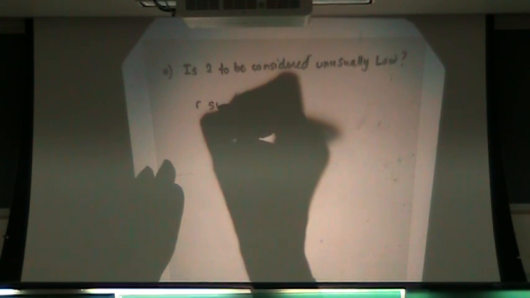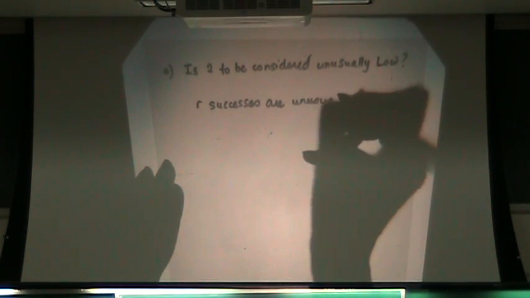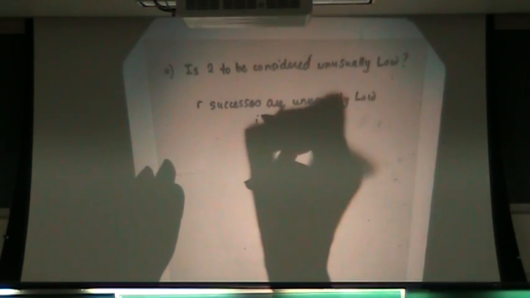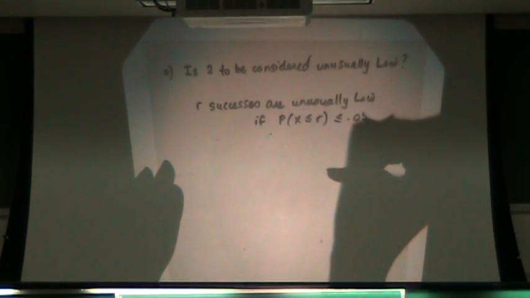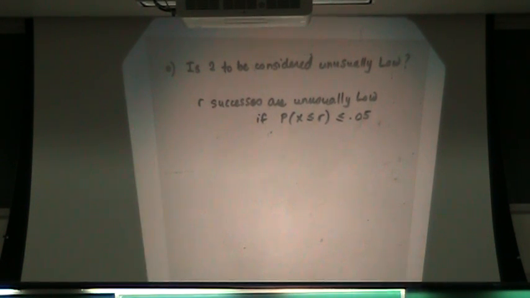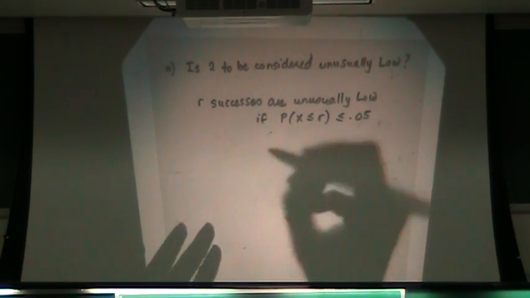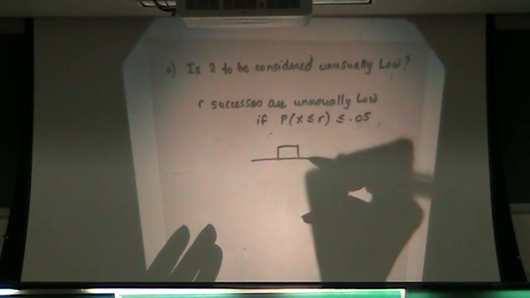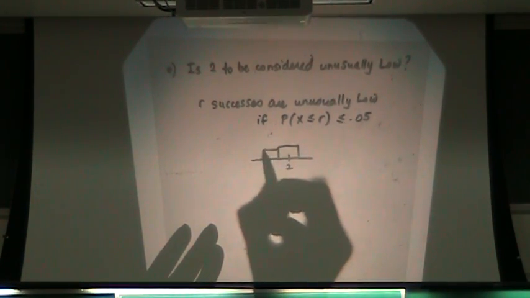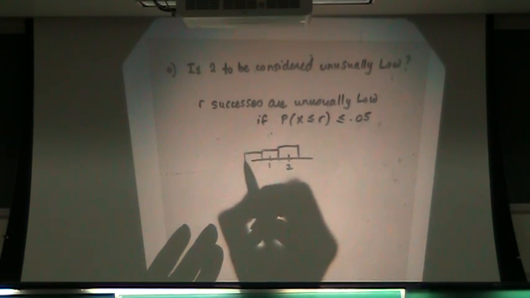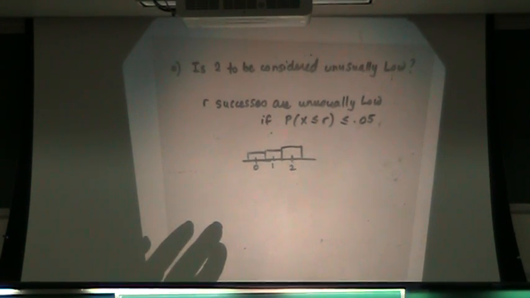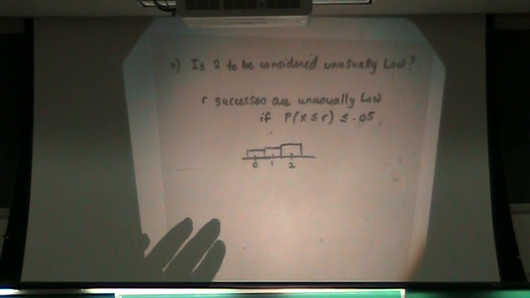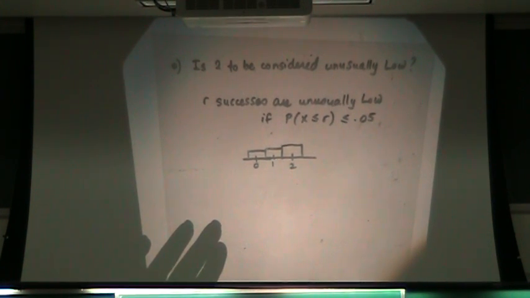The rule is our successes are unusually low if the probability of x less than or equal to r is less than or equal to 0.05. In other words, now go more extreme into the left tail. So I'm interested in probability of 2 or 1 or 0. Right? How would I find this in one step? I know that we've already found the individual probabilities, but had we not, how would I find it?